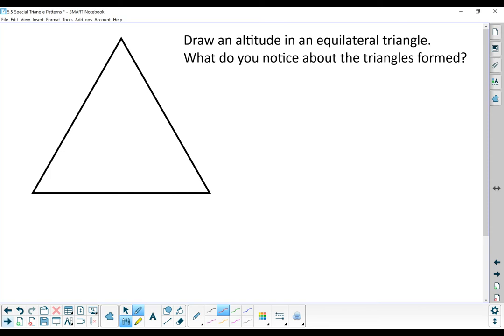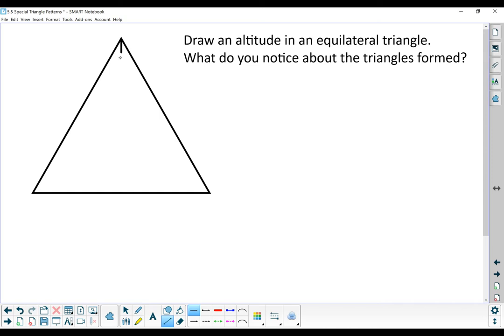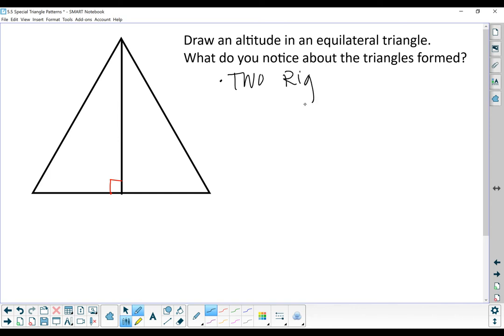So this is going to give us our second special triangle. We want to draw an altitude in this equilateral triangle. We know all three sides of this triangle are the same. An altitude is when you start at the top vertex of the triangle and you draw a line straight down at a 90-degree angle. So I have created here a 90-degree angle because it is an altitude. When we draw this altitude in an equilateral triangle, we create two right triangles.